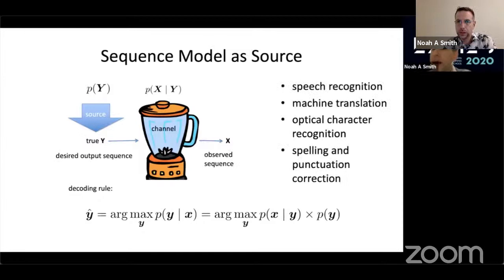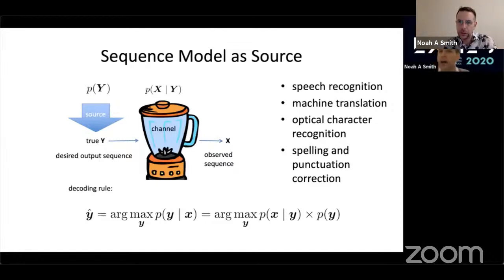So the sequence model can actually be either or both of these components. Traditionally, it was often associated with the source. So in early models for statistical speech recognition and machine translation and optical character recognition, also spelling and punctuation correction, we had a language model as P of Y, and then there was a task-specific channel model that modeled the disruption of good English or good French or good whatever language you're working in into what we can observe. In the case of speech, it would be audio signal. In the case of translation, it would be your source language, the one you want to translate out of. And then decoding works backwards and tries to recover the true value of Y given what you've observed.